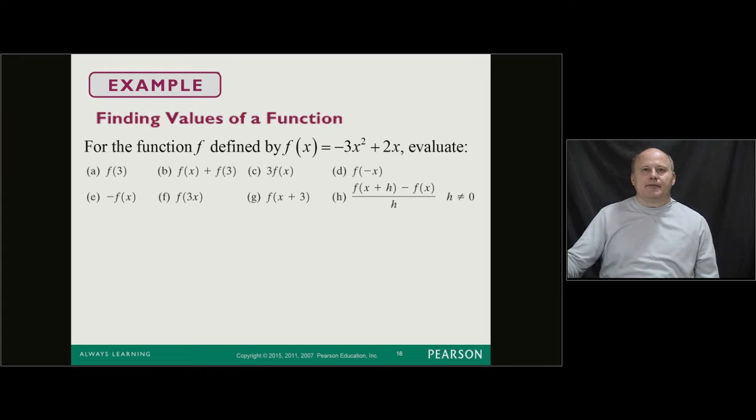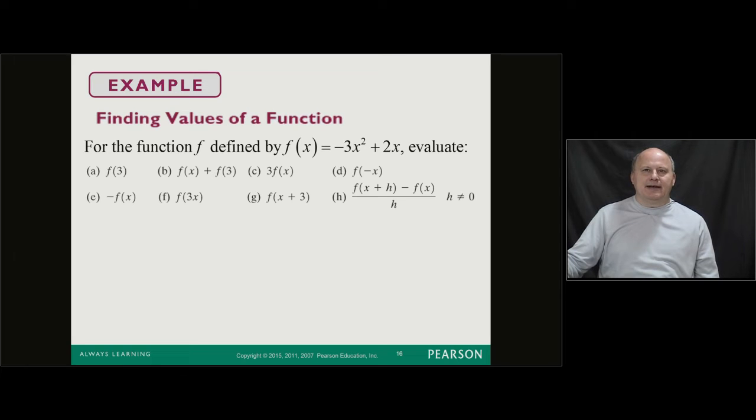So let's look at an example, and we're given a function f of x equals negative 3x squared plus 2x. Now this looks like a very tame problem, but there are 8 answers to this one example. So what we're going to do is evaluate. We begin with an easy one: f of 3. So we're going to put 3 into the function.